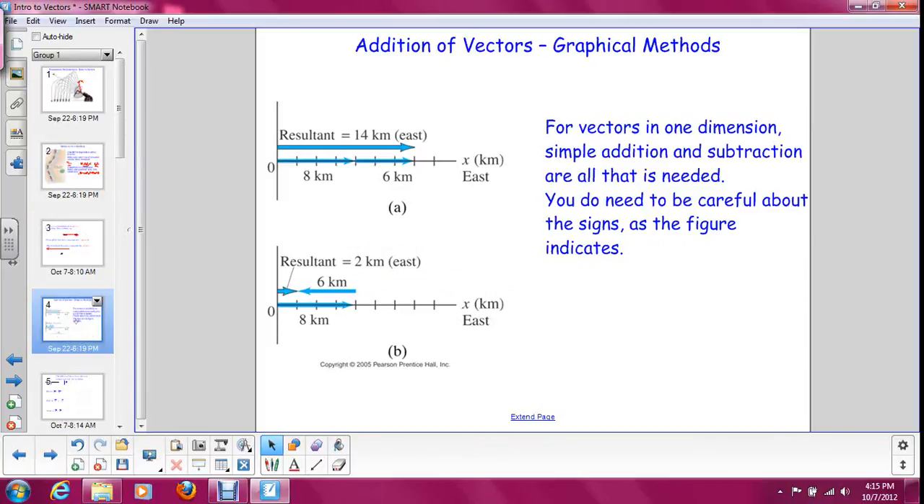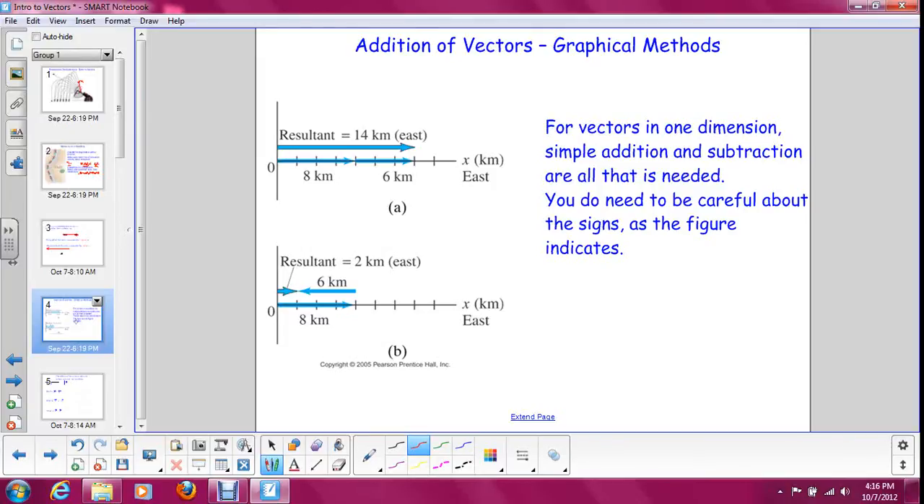We can add vectors together. Just like we can add velocities together, we can add vectors. It's the same thing. So for vectors in 1 dimension, meaning they're all going the same direction, right and left or up and down, we can just add or subtract them. That's all we need to do. All you have to do is be careful of the signs. So here are 2 examples on these graphs.